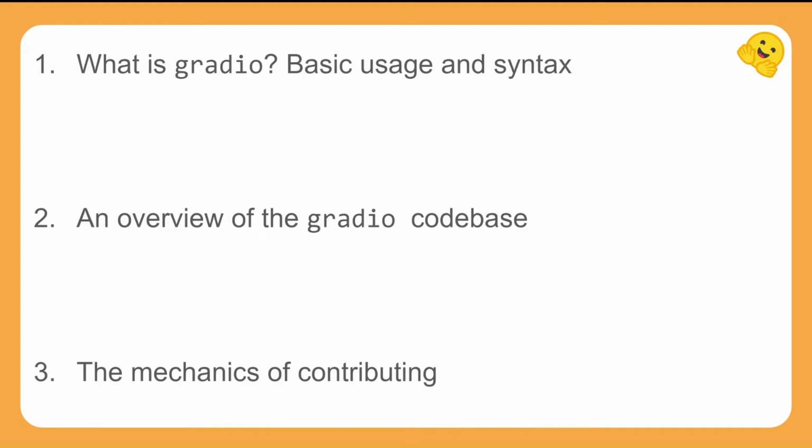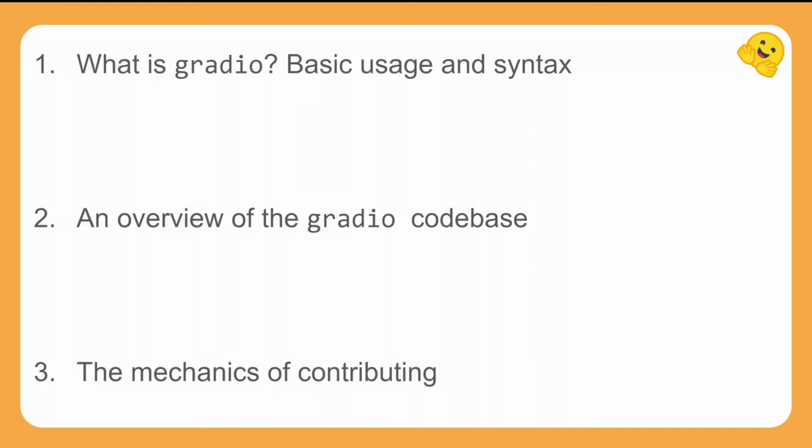The second part is an overview of the Gradio code base. So just walking through the main files, and particularly on the Python side. I'll focus on the Python side since that's where I've had a lot of requests coming from. But Gradio consists of both a Python and a JavaScript side. And then finally, the more mechanics of contributing to an open source repo on GitHub. So how do you go about creating a pull request, that kind of thing.